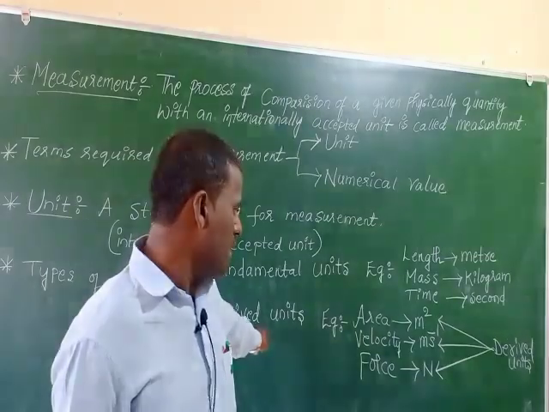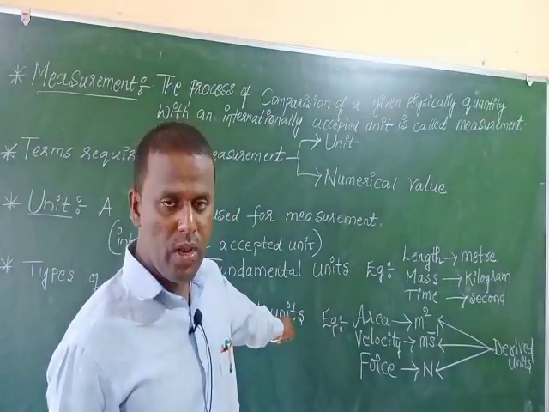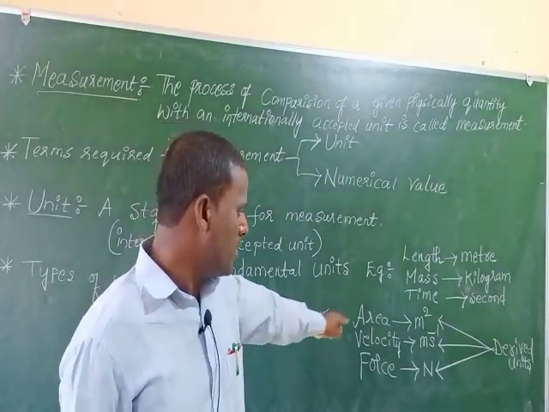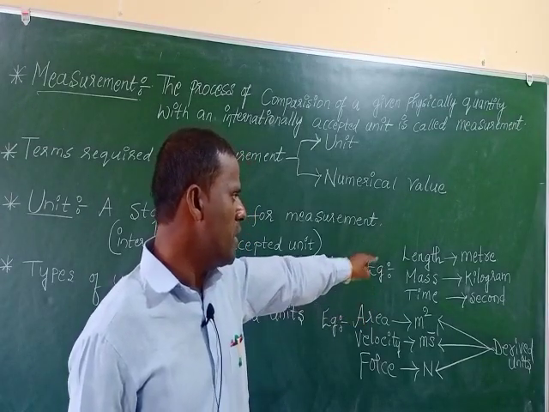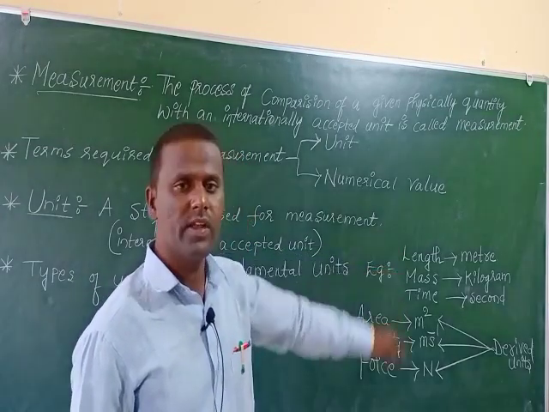Give one example for derived units: Newton, meter square or meter per second. Fundamental units: meter, kilogram or second.